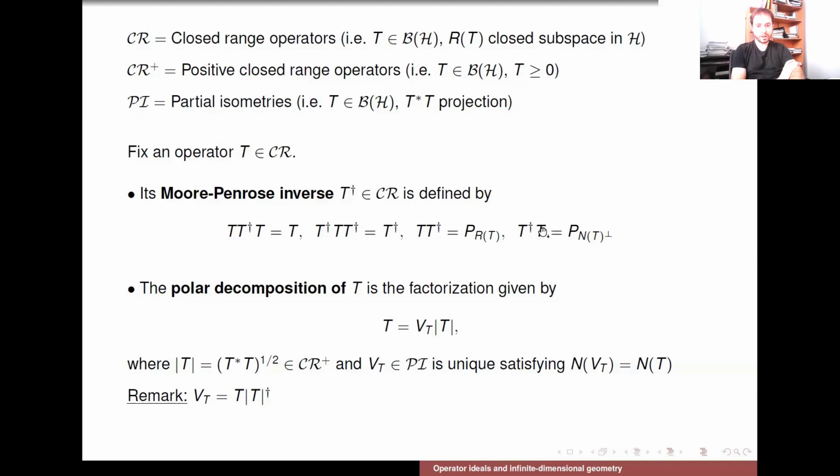For the polar decomposition, we will use this notation. V_T will be the unique partial isometry satisfying this condition with respect to the null spaces. And here is the modulus of T, defined as follows. For closed range operators, we have this equality here. We can describe the partial isometric factor as follows.